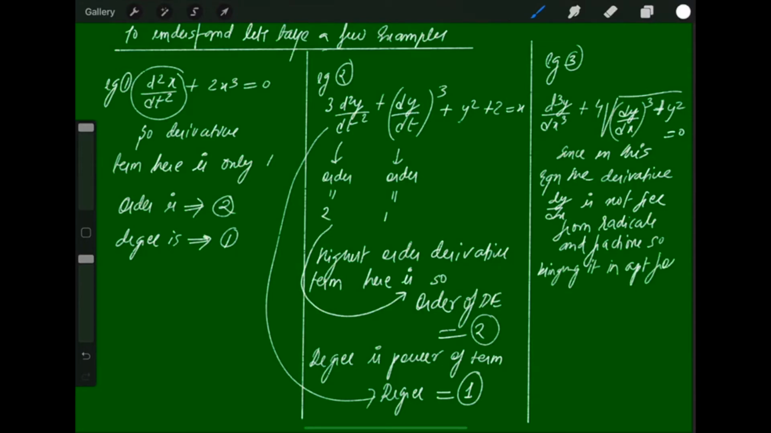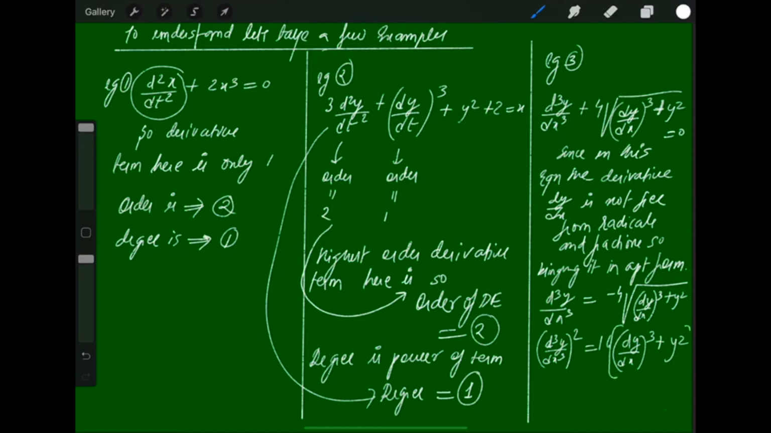Naturally, the second derivative term is under a fraction, that is a square root. So to free this equation from radicals and fractions, let us first transform this equation, first bringing the term 4 times the square root of (dy by dx) the whole cube plus y square to the right and then squaring both sides.